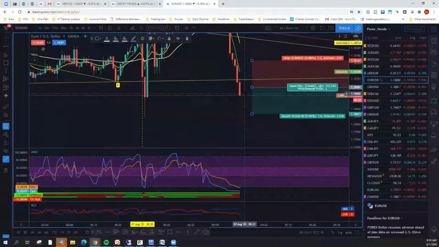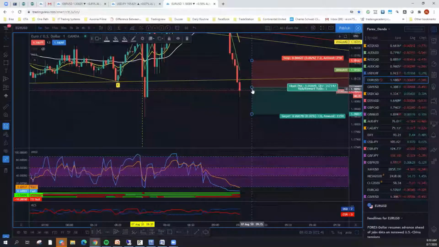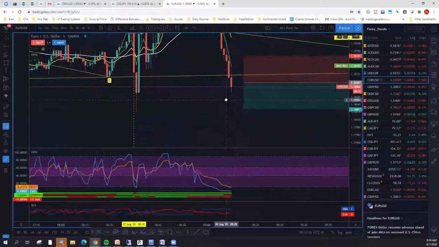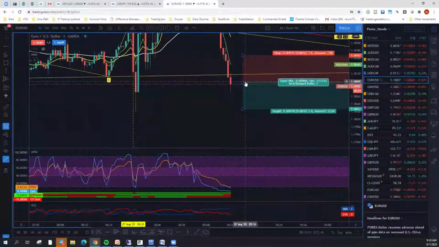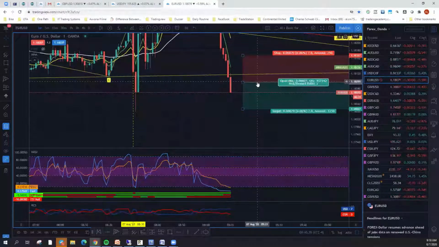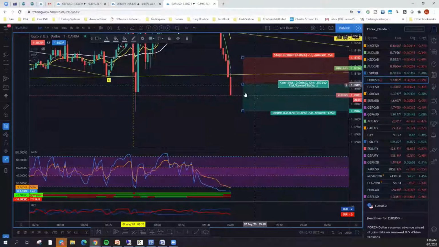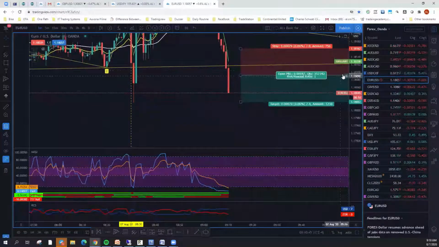Dollar's pretty strong this morning, euro. Where was this yesterday? Well, you see, right now, let's see, where is that? At 11.9. So right about in here is about where the 2 pips is. Wow, look at it go.